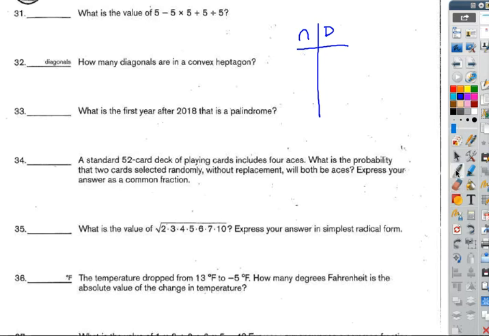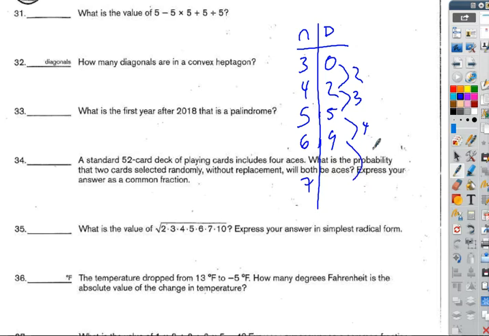If I have a 3-sided figure, a triangle, I have 0. If I have a 4-sided figure, I have 2 diagonals. A 5-sided figure will give me 5 diagonals. That's a difference of 2, that's a difference of 3. Let's continue the pattern. So if I have a 6-sided figure, I'll have a difference of 4, that's 9. If I have a 7-sided figure, I'll have a difference of 5, which would give me 14.